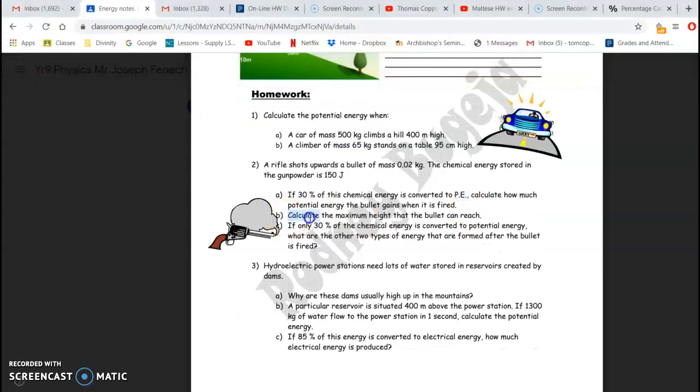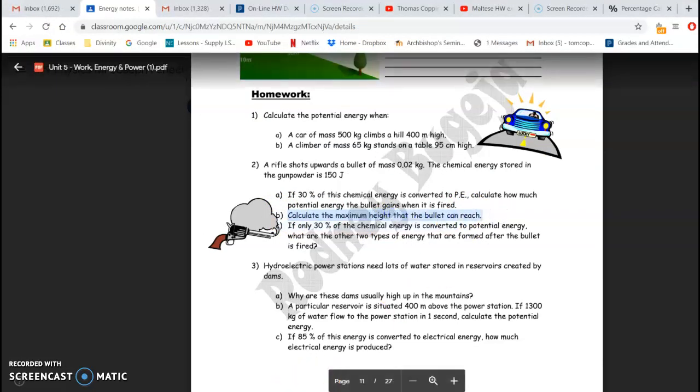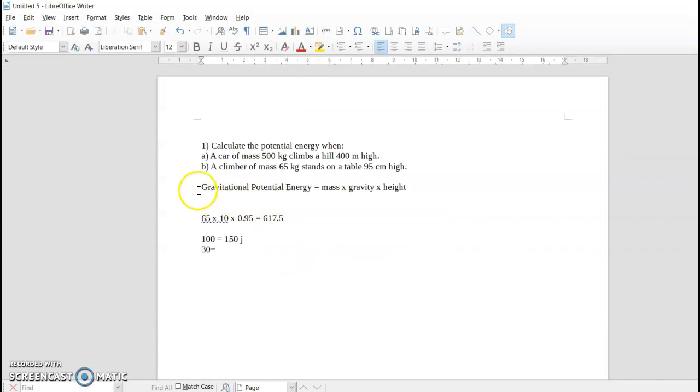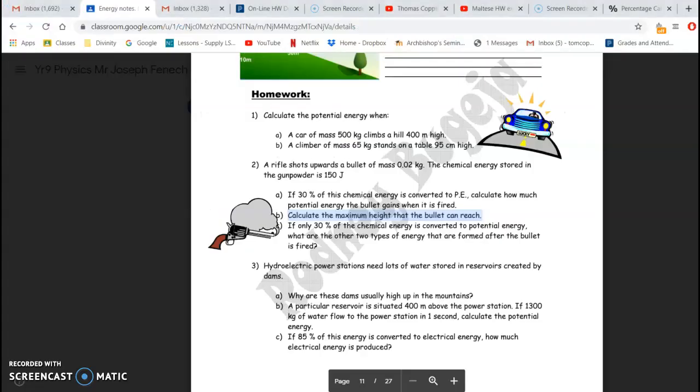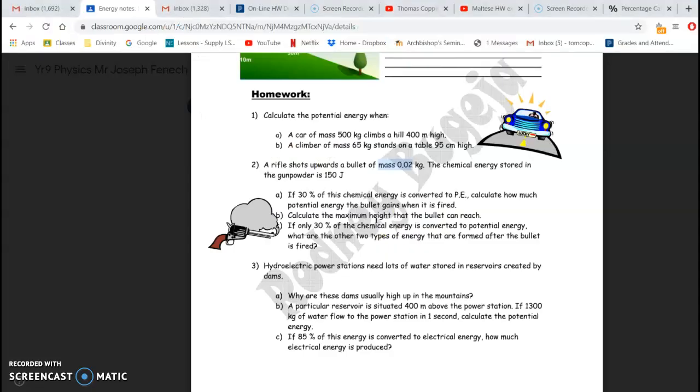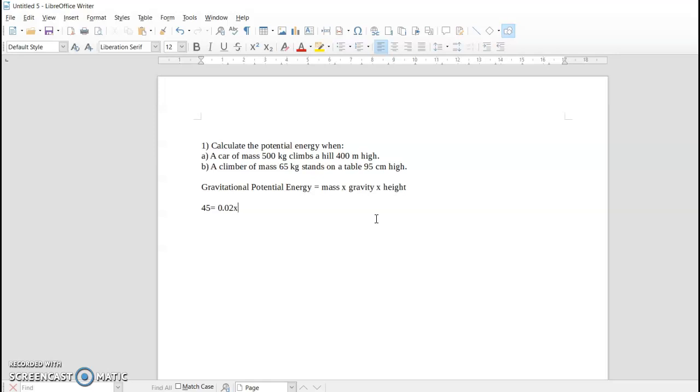This one's a bit tricky. He's asking you to calculate the maximum height that the bullet can reach. We know that the gravitational potential energy is equal to mass times gravity times height. In the previous example, we found that the potential energy is 45. We know that the mass is 0.02. We know that the gravity is 10. And we need to find the height.